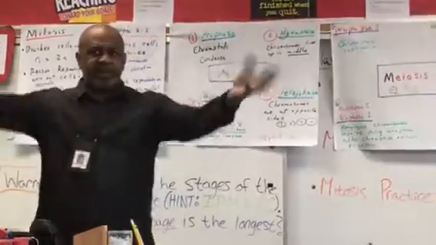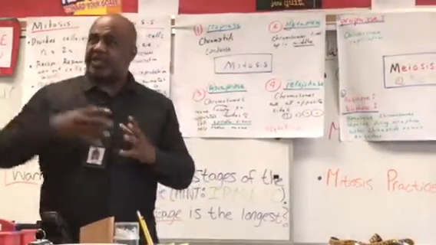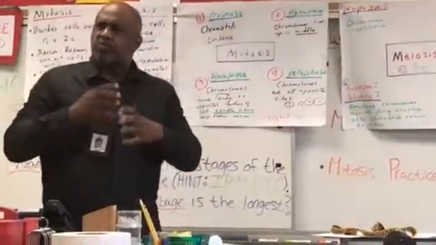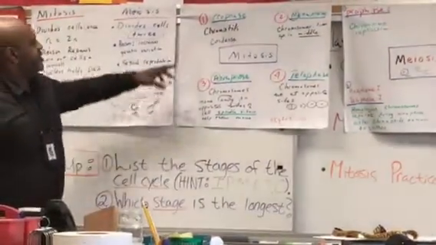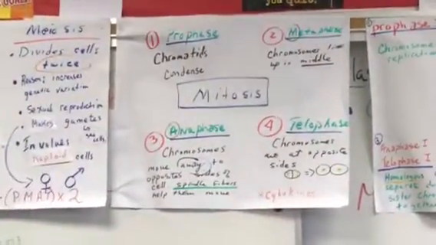What does condense mean? It means to come together, like condensation, condensed milk. It's thick, right? It's more dense, right? So that's what happens here. See that word in there, dense? So the chromatids condense with mitosis.